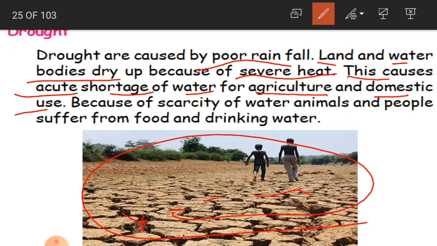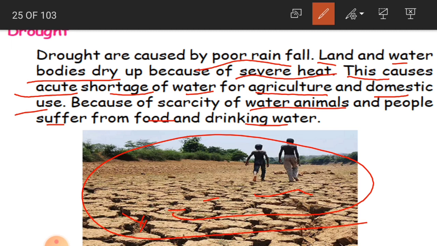When there are no rains, children, there will be a shortage of water. Water is not available for agriculture and also for domestic use. Domestic use is everyday use where we use water for our homely needs like drinking, cooking, bathing and all that. Even plants get dried up. They'll die because of no water. Animals also sometimes die because of no water. Because of scarcity of water, animals and people suffer from lack of food and drinking water.